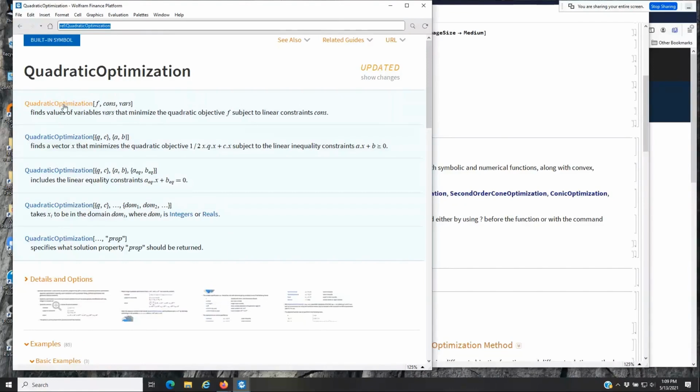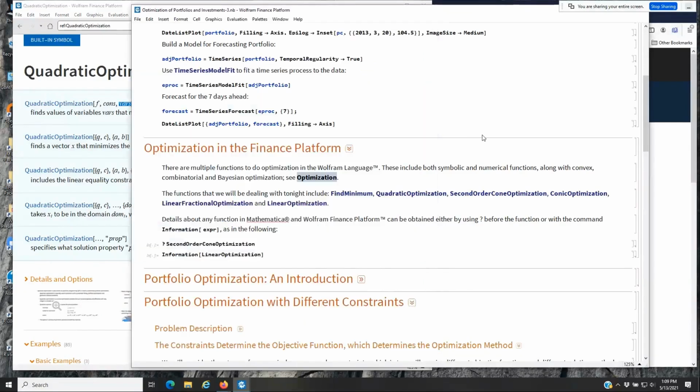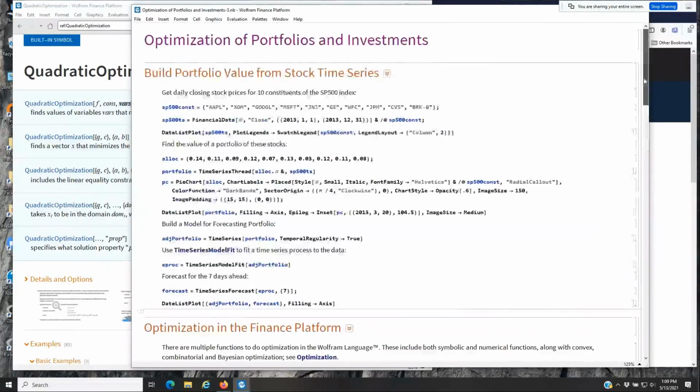All of them really do minimization. So I'm going to be looking at a particular function. Usually I'll be trying to minimize some function of return and risk, given certain constraints, and then I'll have to specify the variables. So let's go in now and get an idea of what's happening here.